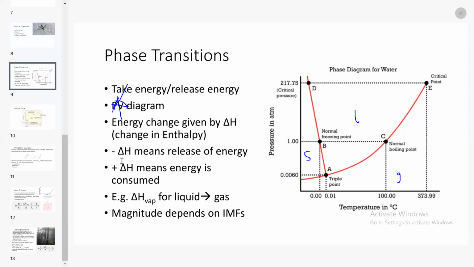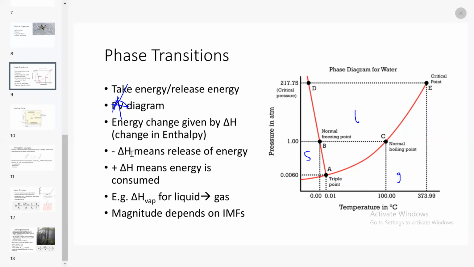If we have a negative delta H, we have a release of energy. Why? Because if we have a negative change in energy, that means we're losing energy. We're talking about the energy of some system, so the system is losing enthalpy. This energy has to go somewhere, conservation of energy. So this means that there's an overall release of energy.